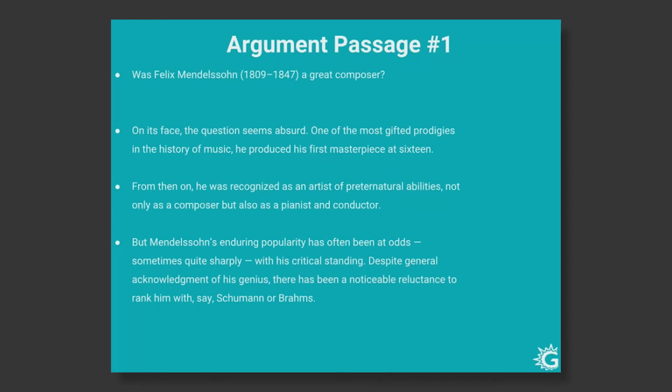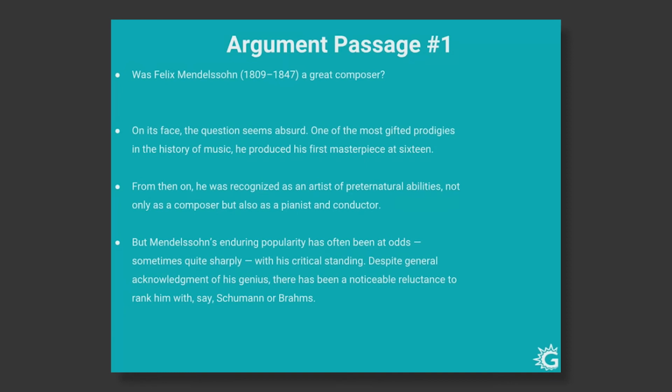Despite general acknowledgement of his genius, there has been a noticeable reluctance to rank him with, say, Schumann or Brahms. Okay, so the passage says there is a general acknowledgement of his genius. Everybody seems to say, hey, yeah, he was a great composer. Yeah, he was quite a genius. Despite this, there was a reluctance to rank him with two other guys. Okay, we have a Schumann and a Brahms.